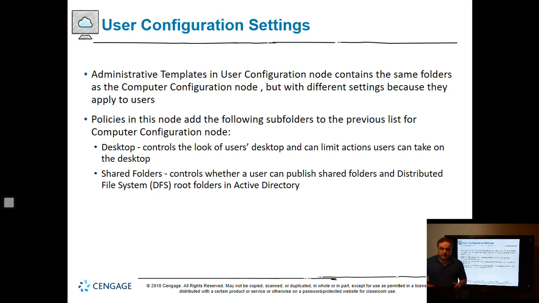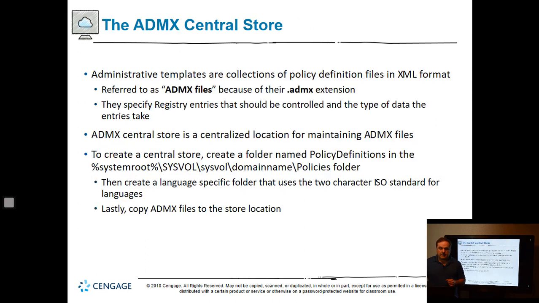All right, so user configuration settings continued here. We've got administrative templates. The user configuration node contains the same folders as the computer configuration node, so it's a similar template, but with different settings that apply to users. Policies include the desktop, which controls the look of the user's desktop. So if you have a company with a certain logo you want for the desktop background, you could do that. You could also decide on shared folders and control whether a user can publish a shared folder or DFS in Active Directory.